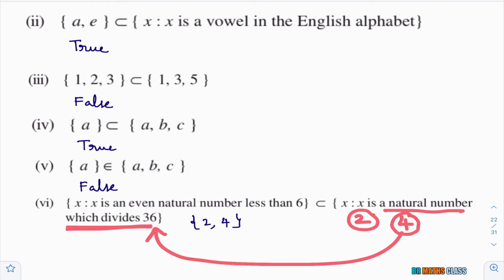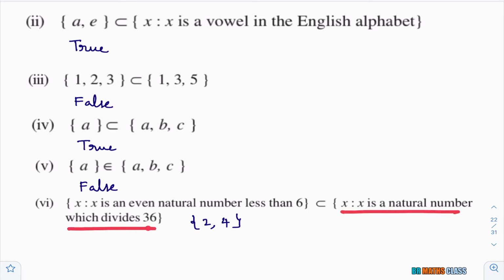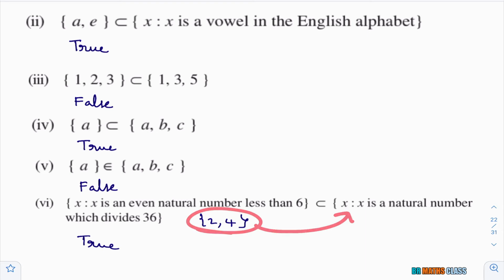No need to write the full roster form for this set. You just check that in this set 2, 4 are there, and in this set also 2, 4 are present or not. You just check that. I hope you are understanding. So, here clearly subset is the suitable symbol, and this statement is true. Why? Because the first set contains 2, 4, and these two elements are definitely present in the second set. That's why this statement is true.